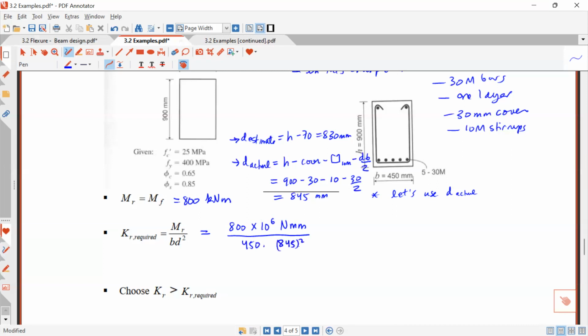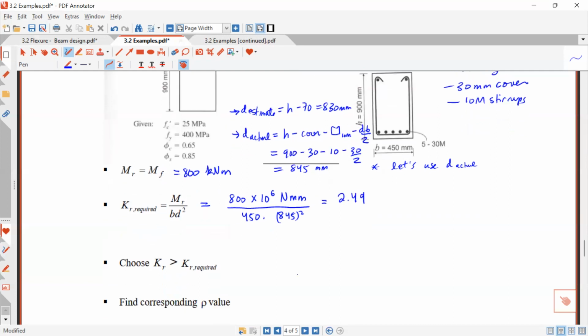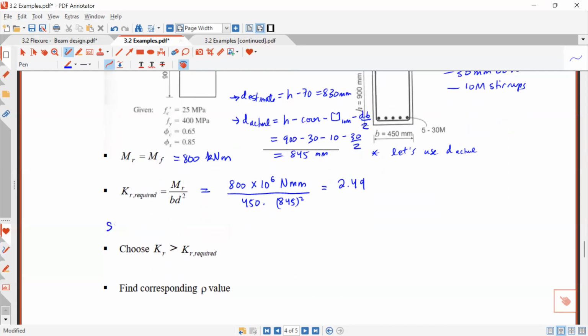845 squared. You can put in 830, it's also fine. You'll just at the last step make sure to use the 845. But just to save time, I'm using this 845 here. And we'll end up with 2.49. Then you go to table 2.1 and you choose a KR larger than KR required.